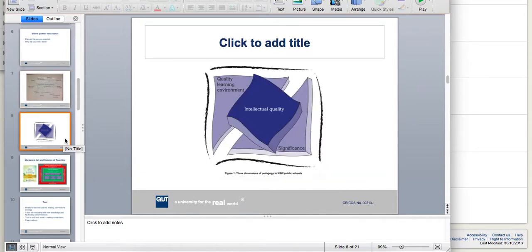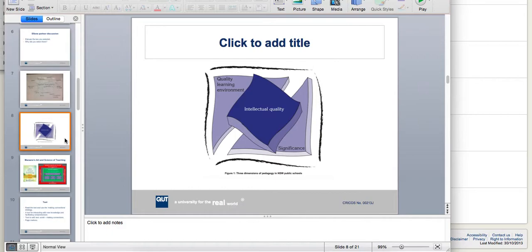In the week 3 document, you were asked to read this document about a teaching framework from New South Wales. Queensland used to have a very similar one called the Productive Pedagogies, and there were 4 aspects to it. The purpose of reading this is to show you just a different example of teaching and learning frameworks that governments develop. So the New South Wales government at this time were suggesting that good teaching and learning comes from having a quality learning environment, intellectual quality, and learning having significance and links to the real world, that kind of thing.